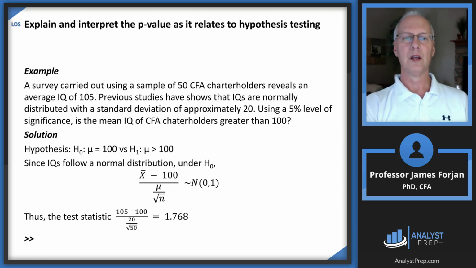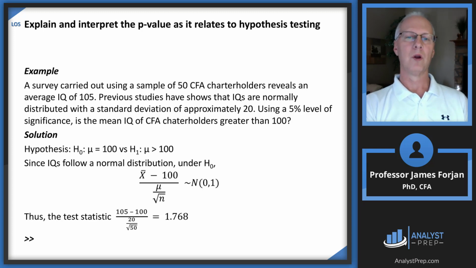We're saying, look, the sample says 105. I think it should be greater than 100. I'm not sure whether it is or not, but 100 is what I think is the IQ of these 50 charterholders. And so let's go ahead and put that in the numerator. So 105 minus 100, that's going to be the 5. And then we have to divide by the ratio of standard deviation to the square root of n. And so we get a test statistic of 1.77, and we'll just round it to 1.77.